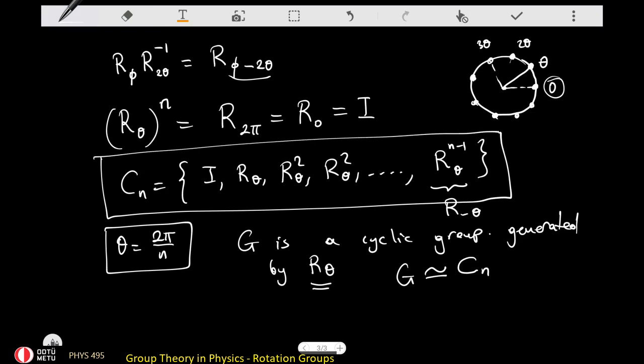Cn, therefore, in the context of rotation subgroups, is a group formed by a rotation by an angle of 2 pi over n and all the rotations that can be obtained from it. So as a result, it's a group with order n. So let's just remember that this Cn is isomorphic to nth roots of unity. If you remember, we had a discussion about this before.